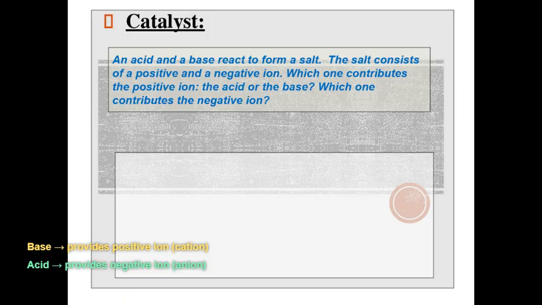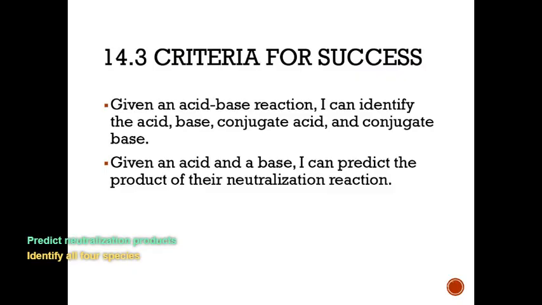Now, we're translating those learning objectives into concrete success criteria, what you'll actually be able to do by the end of this section. Your first goal is to look at a complete acid-base reaction and pick out all four players, the original acid, the original base, and their conjugate partners that form as products. Your second goal is to take any acid and base combination and predict what salt and water form when they neutralize each other. These are your checkpoints for mastery.